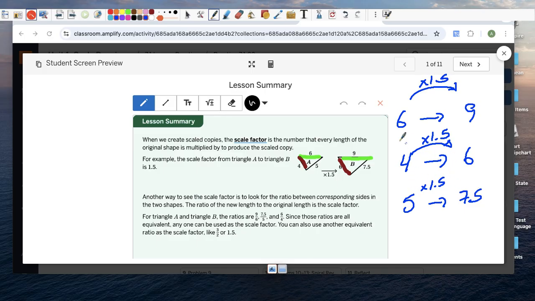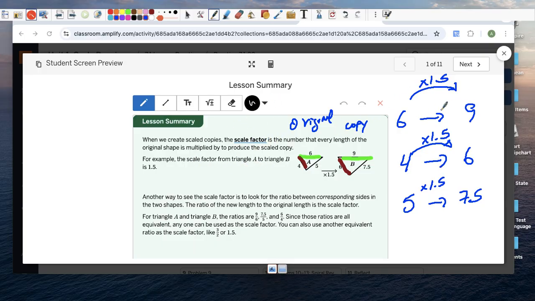So the scale factor is that number that each of the sides in the original shape, which is this one over here, right? And let me write original. And let me write that this is the copy. It was used to get the side lengths of the second figure.